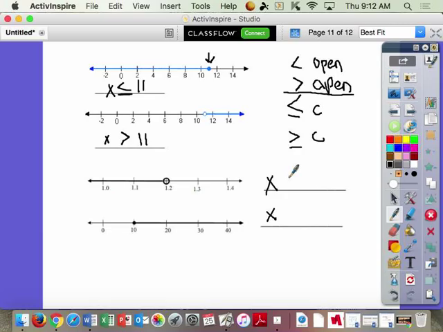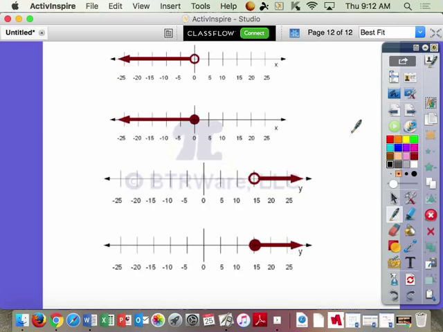Okay? What about this one? Are the numbers smaller or bigger? They're smaller, so it's less than. Is the circle open or closed? It's open, so I'm going to leave it as that. What number is it on? 1.2. This one, are the numbers getting bigger or smaller? They're getting bigger. Is it closed or open? It's closed, so I'm going to have a circle. What number is it on? 10. Okay?